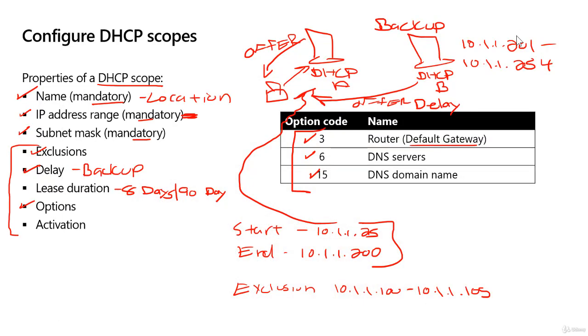The only other option is activation. Once I create a scope in DHCP, I can activate the scope. Now, a scope can only lease addresses when the scope's been activated. At any point, you can come back and deactivate it, and effectively, you just turn it off, and it does not lease IP addresses. So, activate, deactivate is an option for any of these scopes we create.